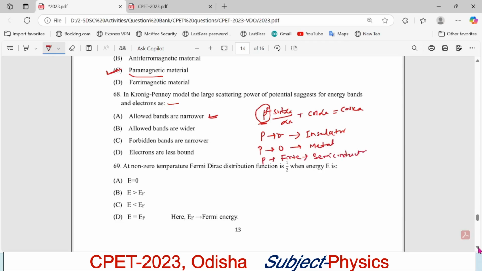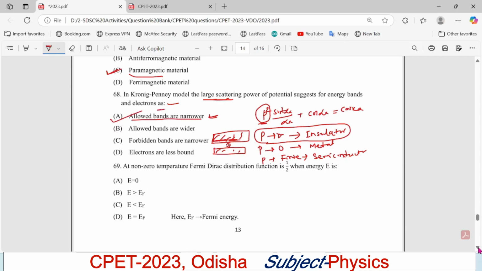Here, large scattering power means the condition has been given for an insulator. For the insulator, this is the conduction band, the forbidden energy gap, then the conduction band, and again the forbidden energy gap. If it is an insulator, then the conduction band will be narrower. So which option will be correct? Allowed bands or conduction bands are narrower. So option A will be the correct answer for this question. Option A.